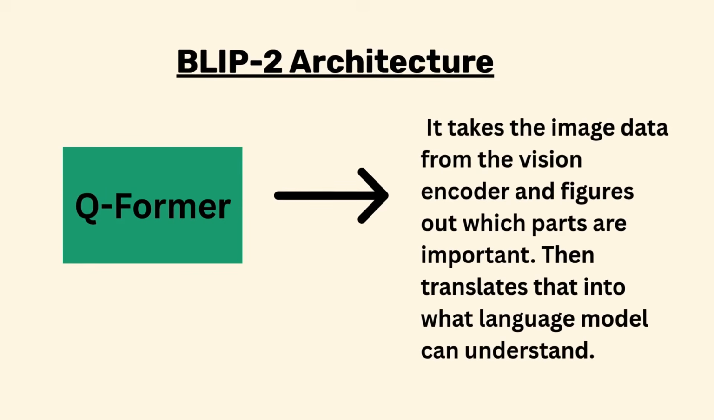While the Q-Former connects the vision and language together, it takes the image data from the vision encoder and figures out which parts are important. Then it translates that into a compact format that the large language model can understand.